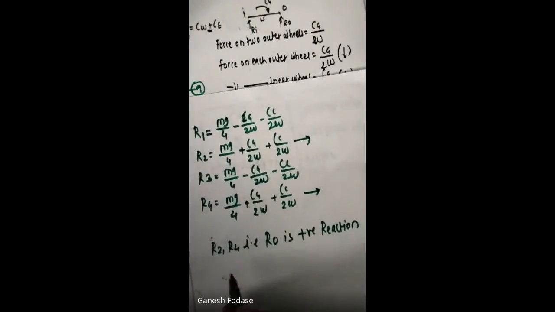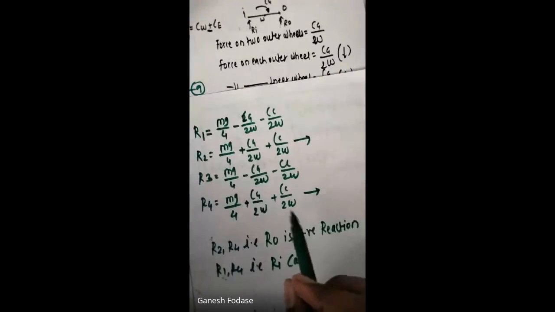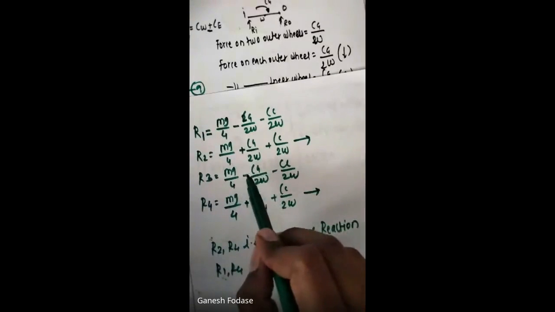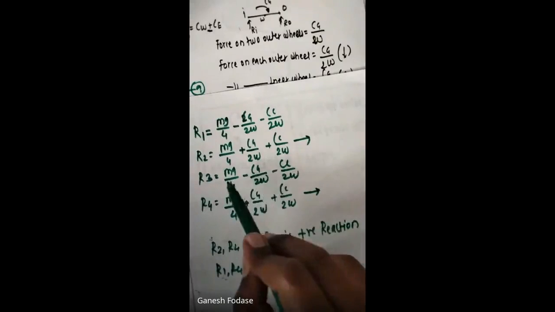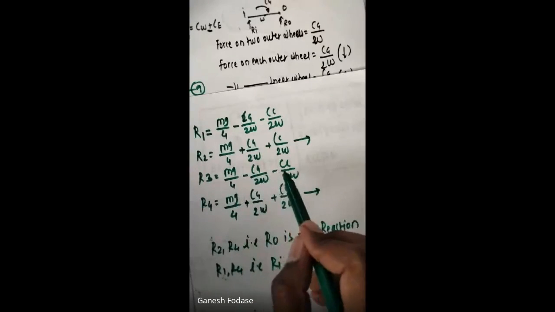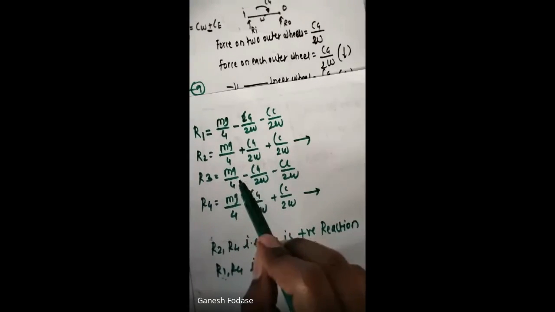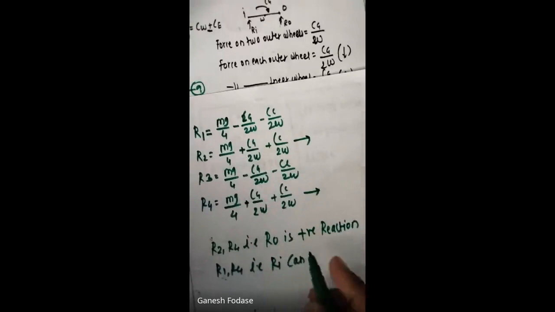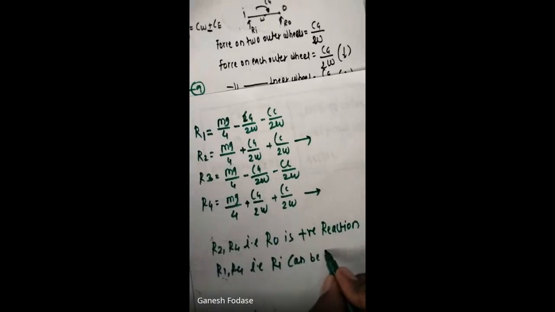But R3 and R1, that is Ri, can be negative. Why can it be negative? When will it be negative? Assume that we take common this term and this term, that is A, B, C. If B plus C is more than A, then it will be either negative or it may be zero also. So it can be negative or zero.